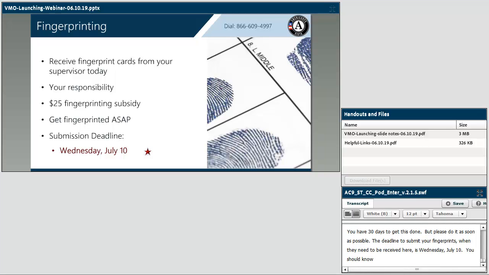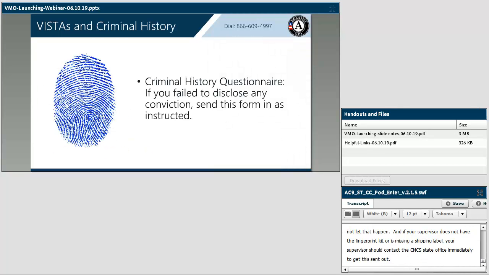And you should know that if you don't submit your fingerprints on time, it could result in termination from service, so please don't let that happen. And if your supervisor doesn't have the fingerprint kit or is missing a shipping label, your supervisor should contact the CNCS state office immediately to get those sent out.